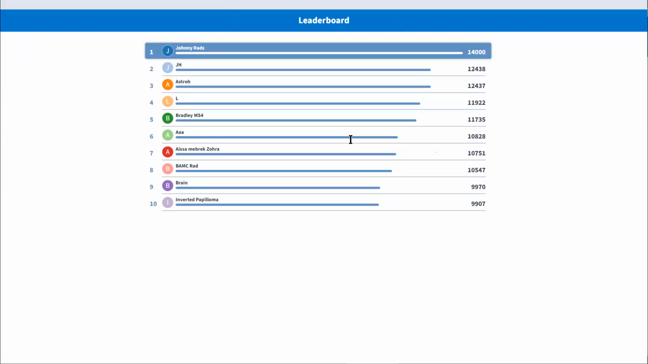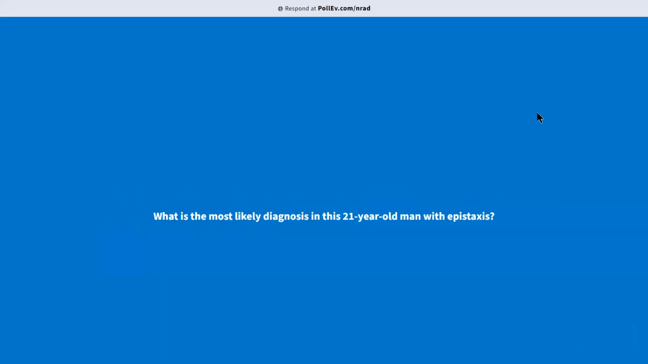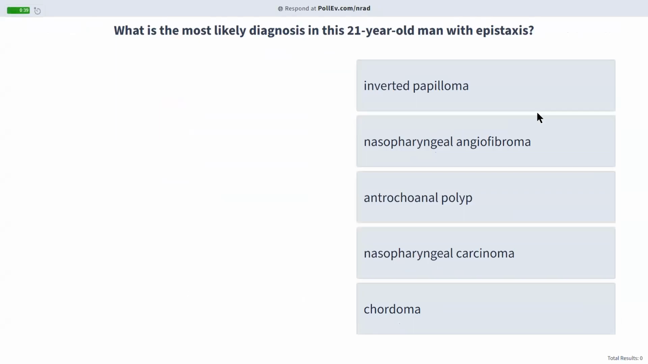So of the most common causes, there is a limited differential, and then some of the imaging appearance can help you differentiate that based on location as well as the signal characteristics. In our case, the ADC was quite helpful. What is the most likely diagnosis in this 21-year-old man with epistaxis?